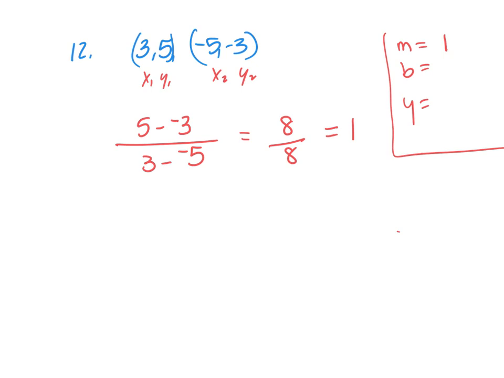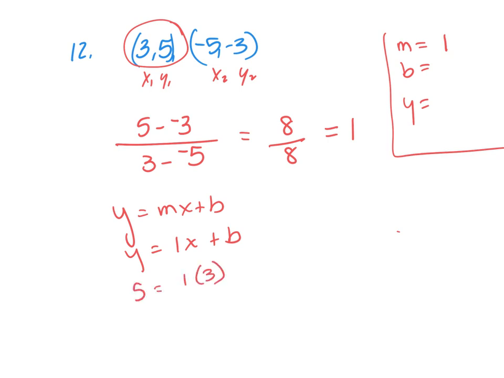So now I pick a point. I like the positive guy. I just like positive things in general. So we have y equals mx plus b. We know the m is 1, so we have y equals 1x plus b. And now we're going to put in 5 equals 1 times 3 plus b. 5 equals 3 plus b, b equals 2.